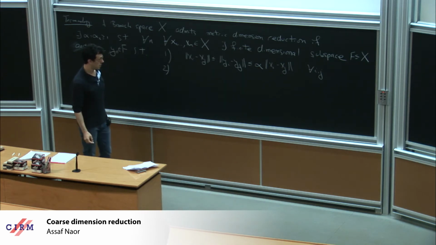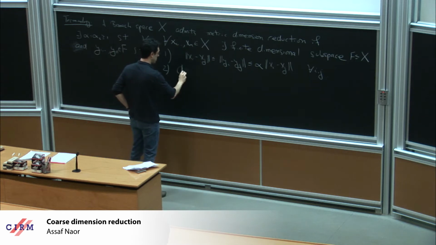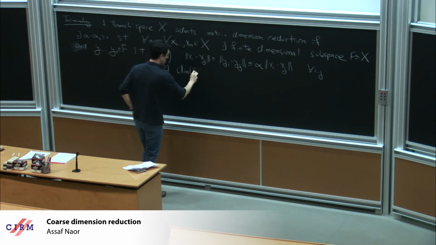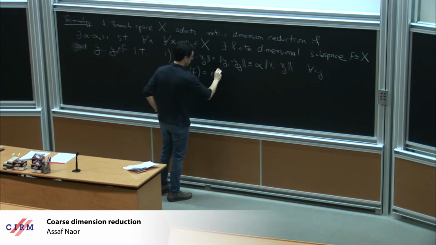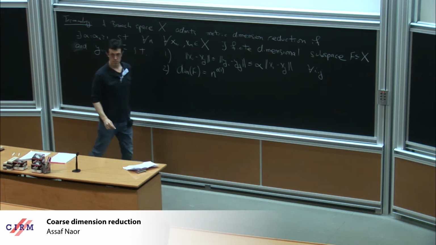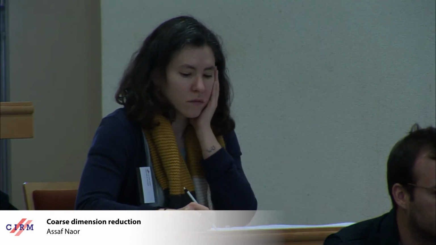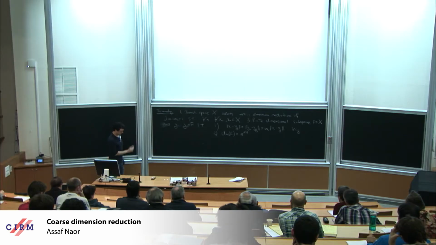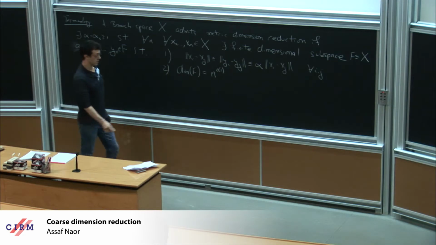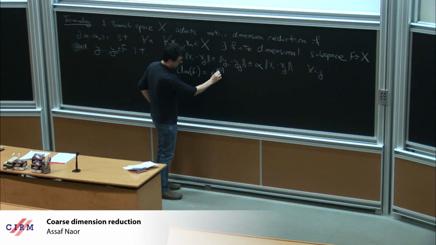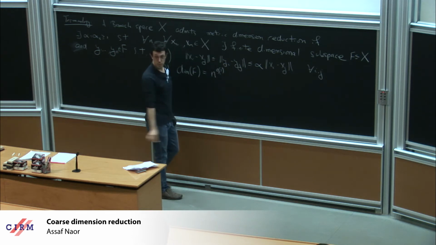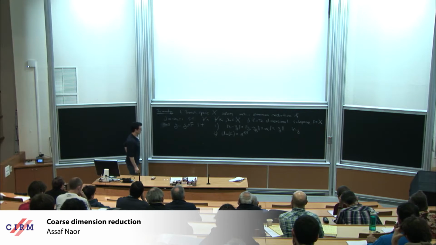But two, we want the dimension of the subspace to be n^{o(1)}. So smaller than any power of n. I'll say a word about this n to the little o of 1 in a second. And of course, this also depends on the space. So it's a property of the space. Okay? So the constant there is allowed to depend on the space.